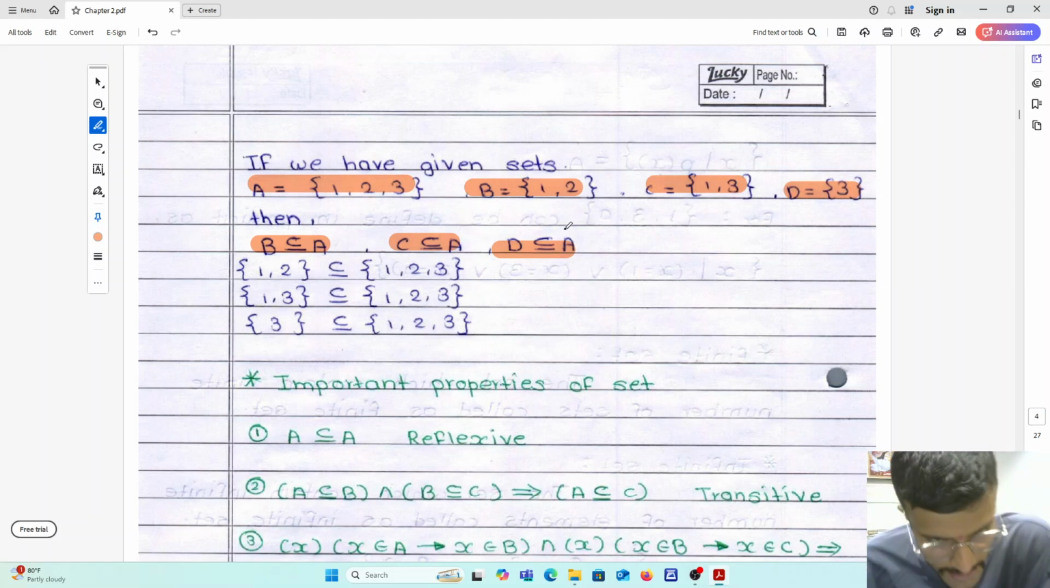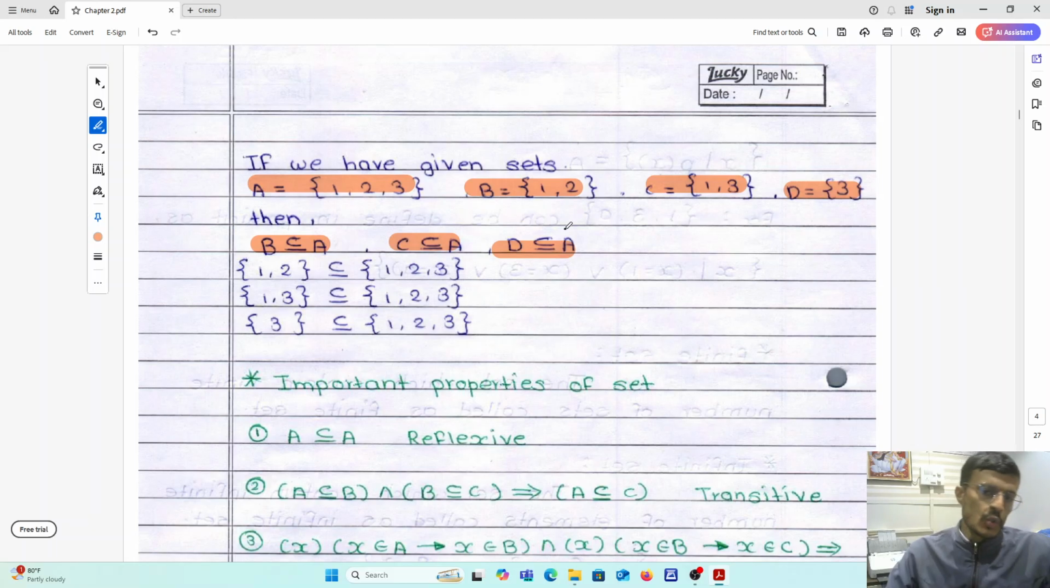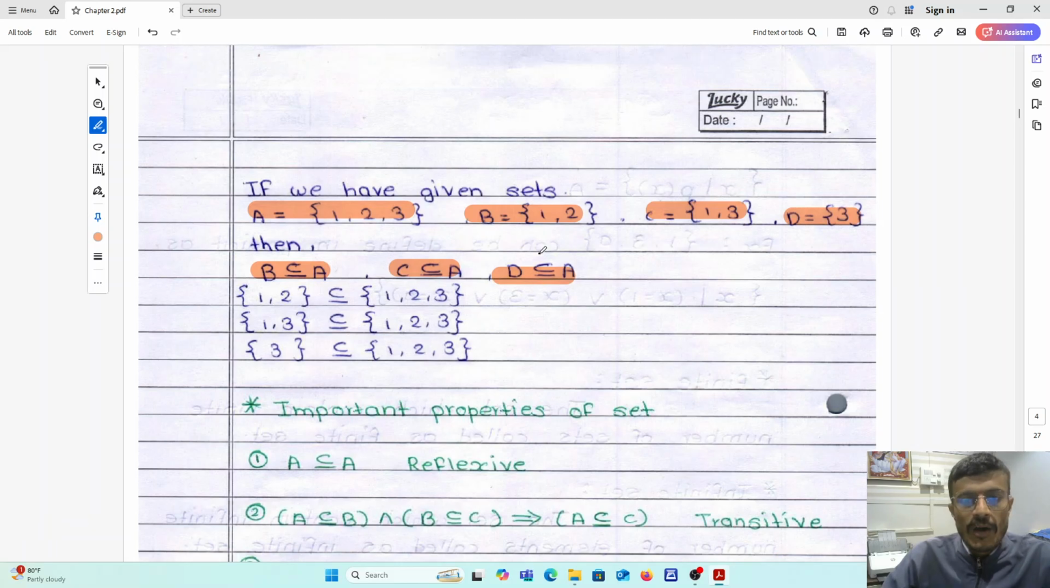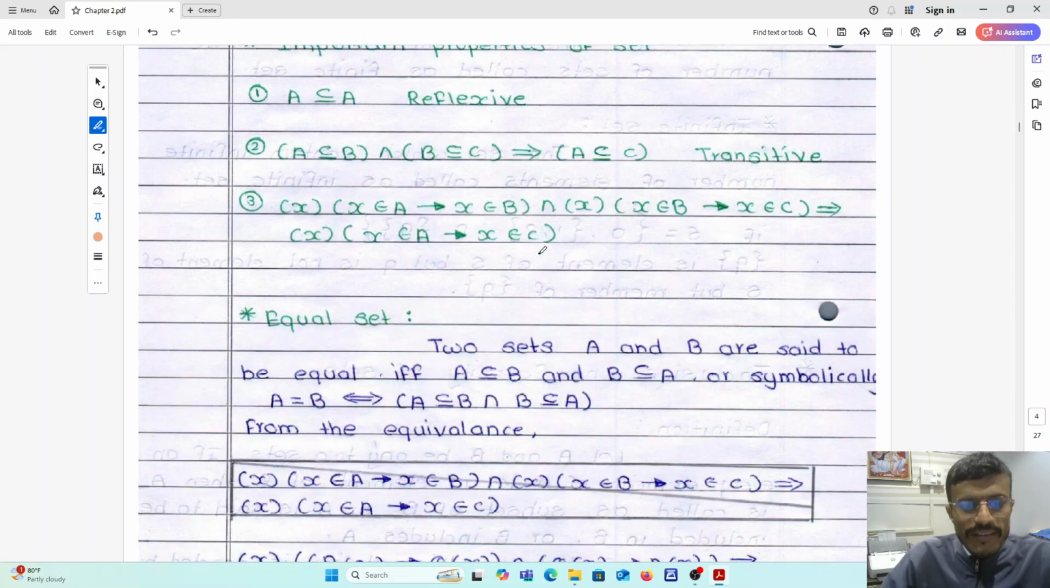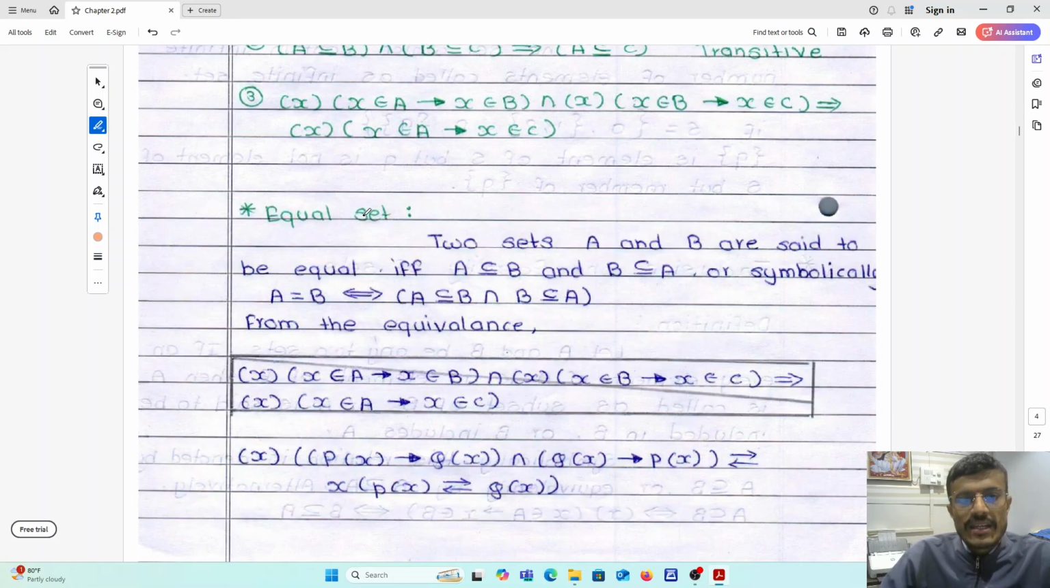What is meant by equality? Simply, consider two sets A and B are given to you. If an equal number of elements are present in both A and B, then A and B are called equal sets, or they are called equality of sets. Fine. So you can see here equal set.